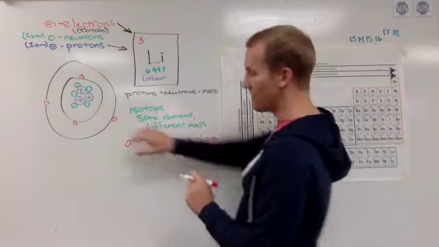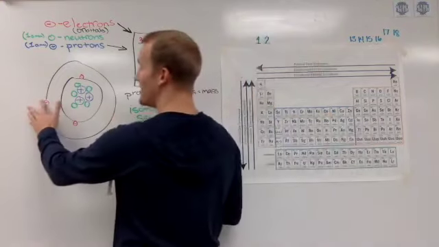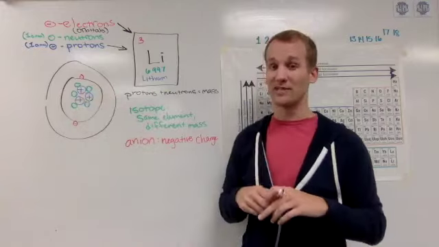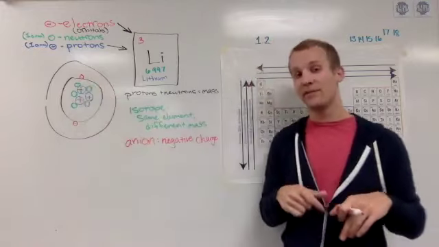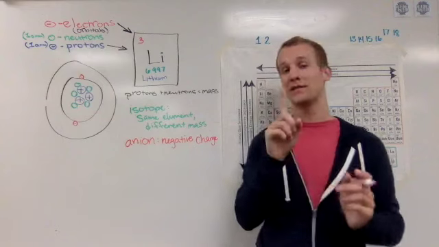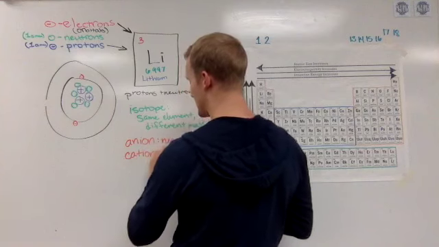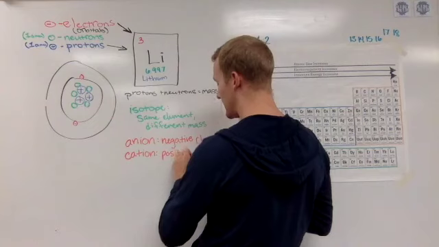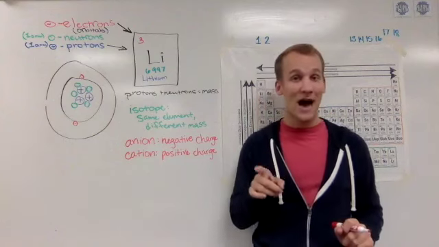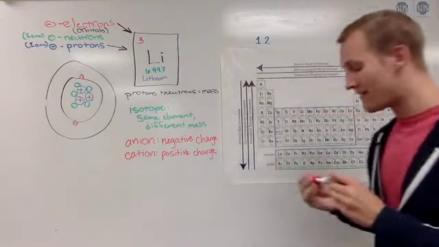On the flip side, if we took away that extra one that we talked about, and then also take away another one, now we are left with 1, 2, 3 positive particles in the center and only 1, 2 negative particles surrounding, which means that -2, +3, add those together, we end up with +1. So that would be what we call a cation. A cation always has a positive charge. And I mentioned this in my video. Never forget it. Cations are positive.